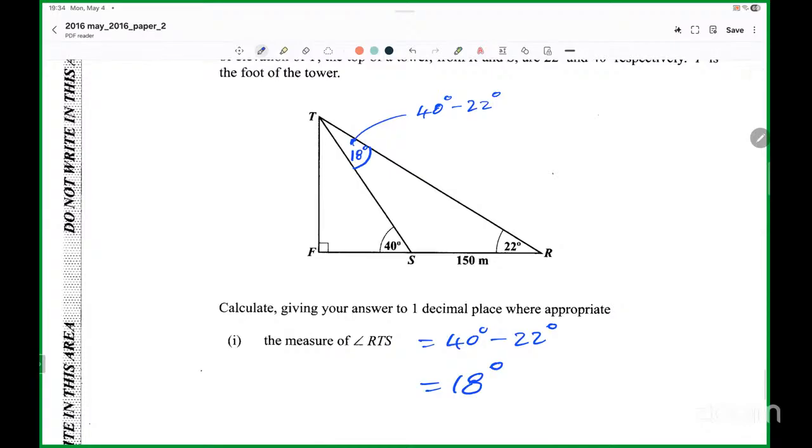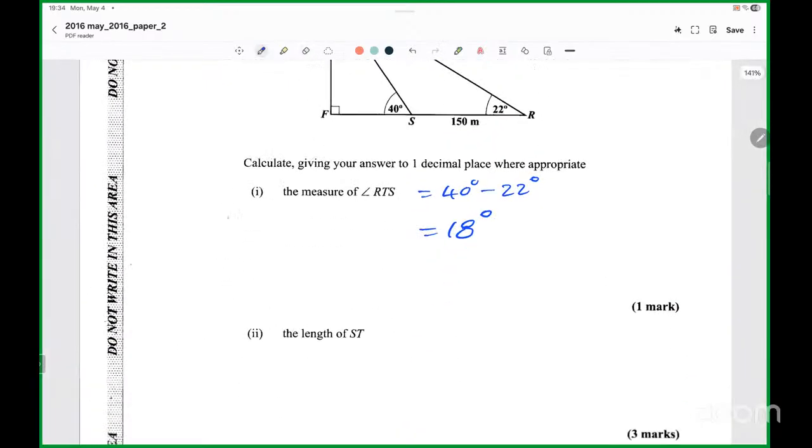If you want to, you could find this angle first. Total angle on a straight line is 180. It should be 140 degrees. And then total angle in the triangle here is 180. See that? We can do that as well. So you end up with the same thing.